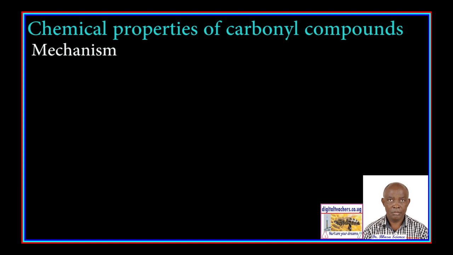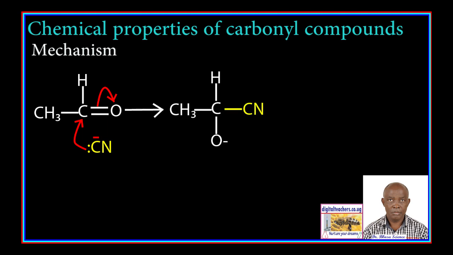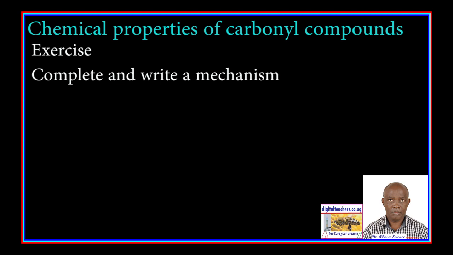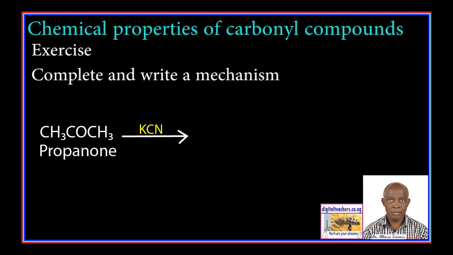Then the cyanide ion donates a pair of electrons to the carbonyl carbon and bonds. The bond between carbon and oxygen atom breaks to form a negative charge on the oxygen atom. Addition of water forms 2-hydroxypropanenitrile. Complete and write the mechanism between propanone and potassium cyanide.